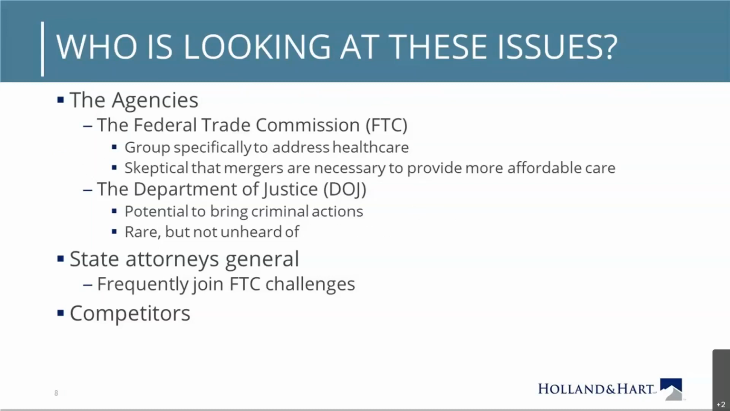The Federal Trade Commission has, over the last decade or so, as with the Affordable Care Act and some related acts and regulations, really provided incentives for healthcare providers to consolidate and collaborate. The FTC has yet maintained a fairly skeptical view of the necessity to merge or otherwise consolidate to provide more affordable care. And the FTC is the one looking at most of these issues, and so that creates a little bit of tension.